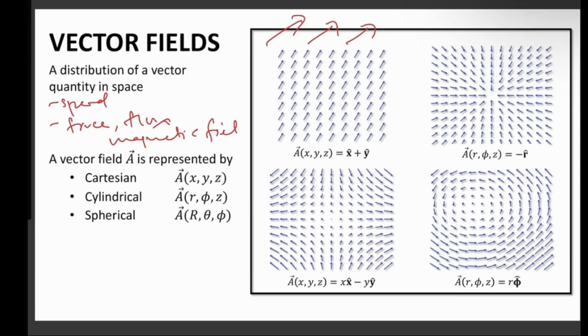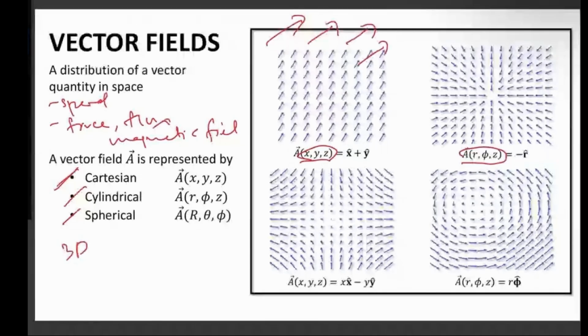So it is represented by Cartesian. We know that this is a 3D coordinate, so Cartesian, cylindrical, and spherical. This one is a vector field for Cartesian x, y, z. This one is a vector field for cylindrical r, phi, and z. This is an example of a vector field. What kind of field depends, maybe speed, maybe force, flux, or magnetic field.